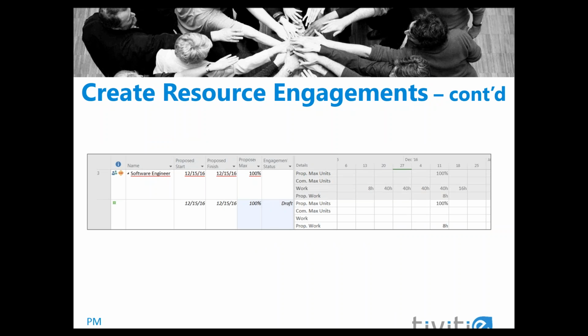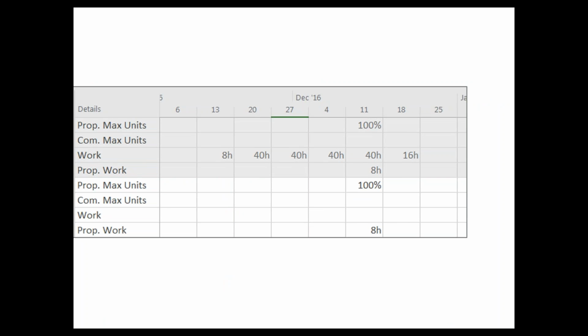You can see the engagements in the Resource Plan view. It shows the engagement status as draft. There's no visibility yet in PWA to this information. In this example, I inserted rows for work and proposed work.